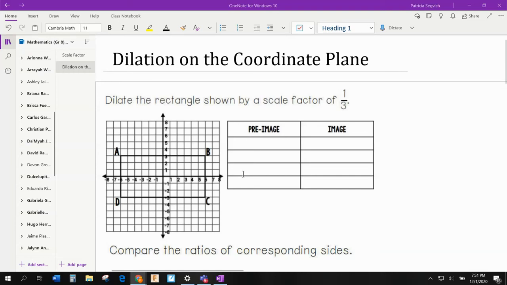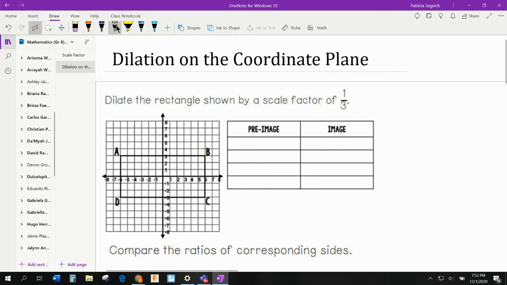Hello, this is your class notebook page for dilations on the coordinate plane. And right here it says to dilate the rectangle shown. We're going to use a scale factor of 1/3, which means we have to take all our coordinates and multiply them by 1/3.